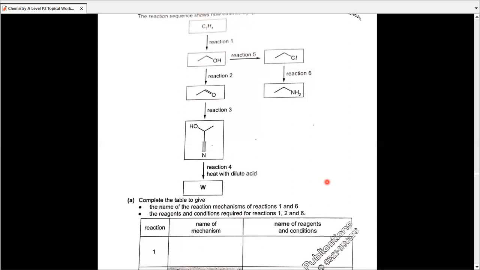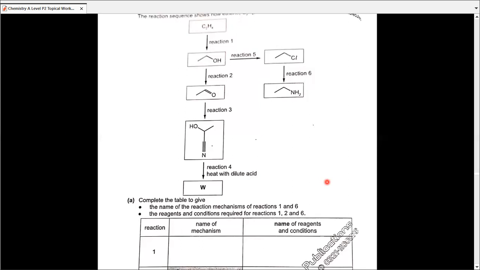Okay, I understand you don't know the mechanism. We haven't even taught you, that wasn't a part of the book. But if I ask you the kind of reaction it is, what would your answer be? What kind of reaction is reaction two? We're oxidizing basically a primary alcohol into an aldehyde. Oxidation. Very good. Moving on to six.